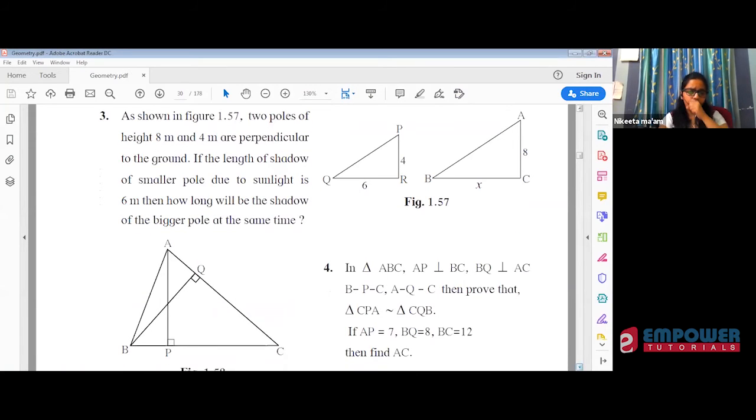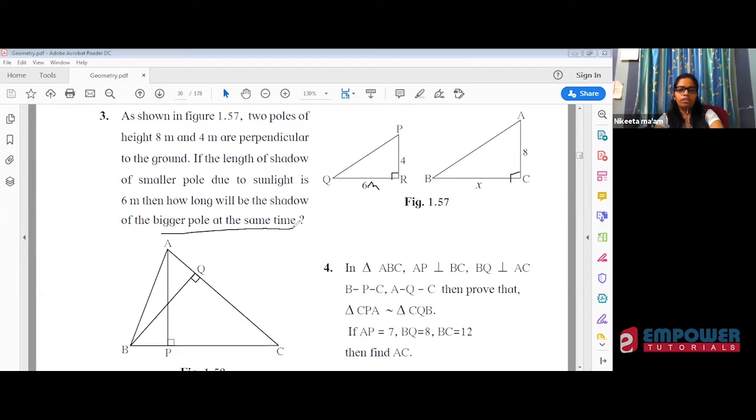So in the figure, two poles of height 8 and 4 are perpendicular. So perpendicular means what? This angle is 90 degrees, right? If the shadow is perpendicular to the ground, if the length of the shadow of the smaller pole due to straight sunlight is 6 meter, so this is 6 meter, how long will be the shadow of the bigger pole at the same time?